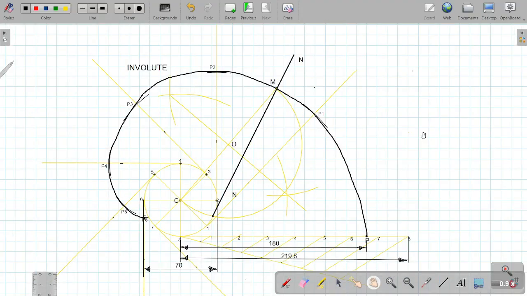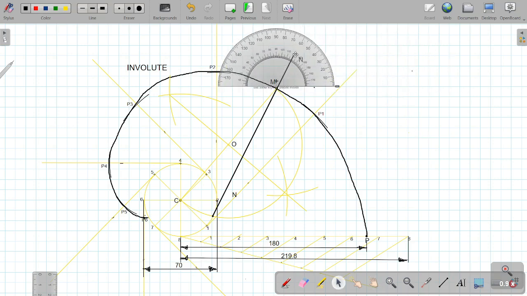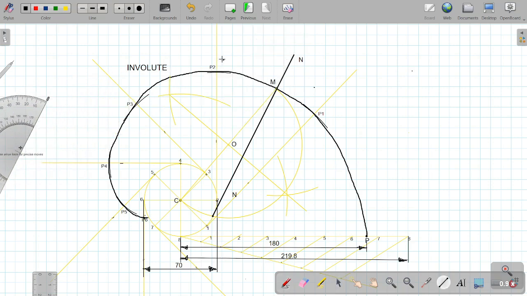Now we also know that the normal and tangent are always 90 degrees. So I will take the protractor, keep it on point M and measure 90 degrees, keeping it on the normal. And finally, I will just join this point with M, which is nothing but the tangent. So T and T.